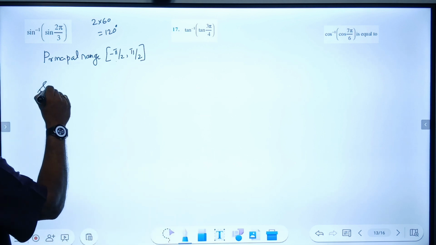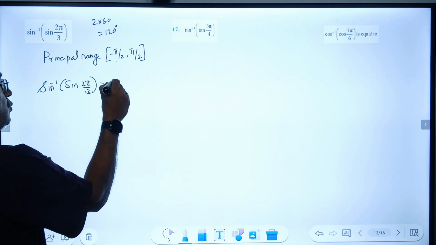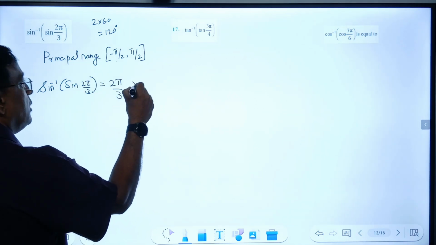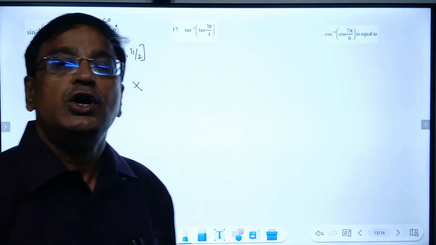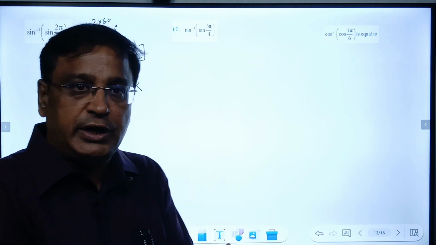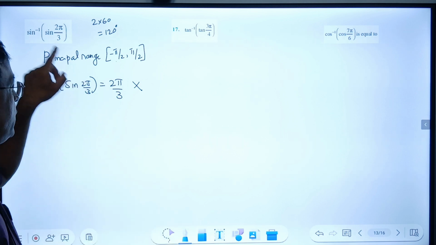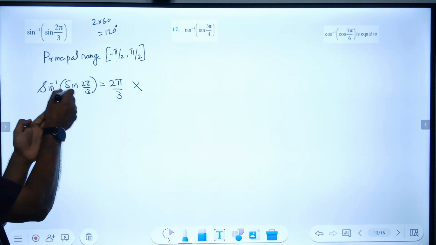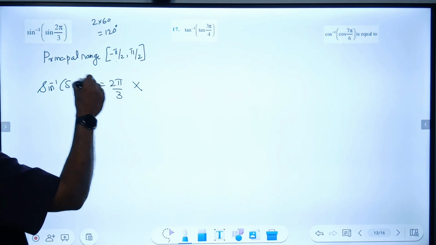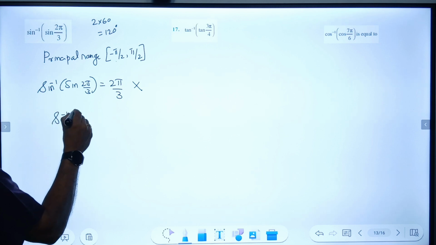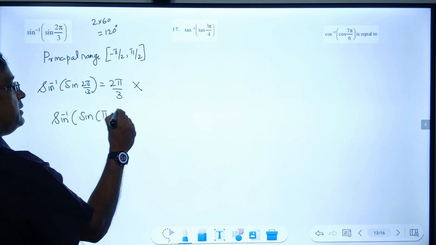So if you write this answer as 2 pi by 3, you are wrong. Sine inverse of sine x is x only when x lies in the principal range. You have to make that x lie in the principal range. Otherwise, sine inverse of sine 2 pi by 3 cannot be 2 pi by 3. If you write 2 pi by 3, thinking that sine inverse of sine x is x, it's not correct. So what do I do? I have to make this lie in the principal range. So you get sine inverse of sine. Can I write 2 pi by 3 as pi minus pi by 3?